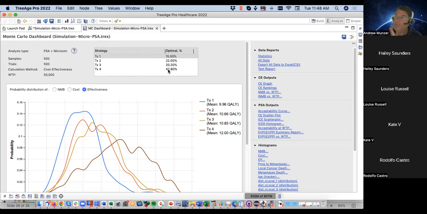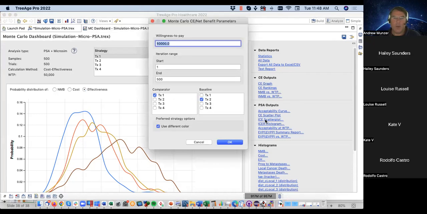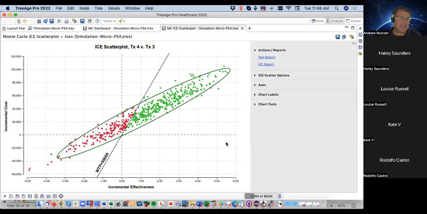Now, I think it was Louise who was asking about the other scatter plot. I'm sorry if I missed that. I think you're thinking of this one, the ICE scatter plot, which is more likely what you'll see. Because it's incremental, you can only choose 2 strategies. So let's just pretend for a second that we only have treatment 4 and 3, and we want to look at the relative cost effectiveness of 4 versus 3. I think this is the more common plot that you see in papers and posters.